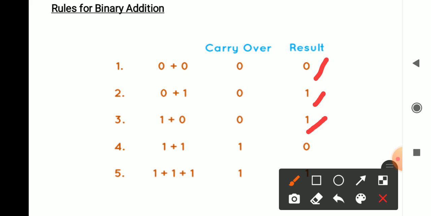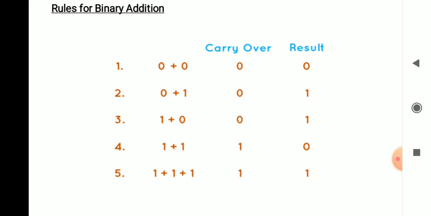And when we add 1 plus 1, this is the difference. That means we are using regrouping in this case. When we add 1 plus 1, we get the result as 0 with a carryover of 1. So 1 plus 1 in binary addition results in a 0 value with a carryover 1. That means we must write the result as 10. Here 0 is the result and 1 is the carryover.